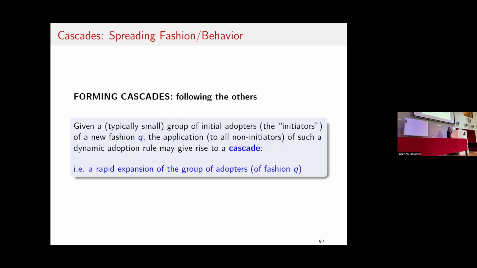In that setting, in these types of models, I now want to look at the formation of cascades, as we did this morning, but now not necessarily in a sequential network. So cascades form when agents follow their friends. Given a typically small group of initial adopters, some fashion or proposition Q is going to be true somewhere, it's a new fashion. Then the application of my dynamic rule may give rise to a cascade. That means that Q is going to spread throughout the network, a rapid expansion of the group of adopters of the property Q.